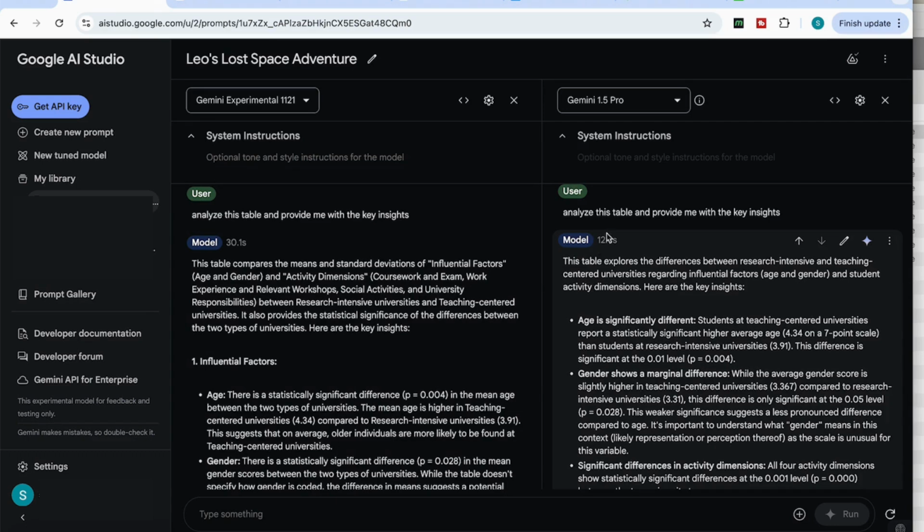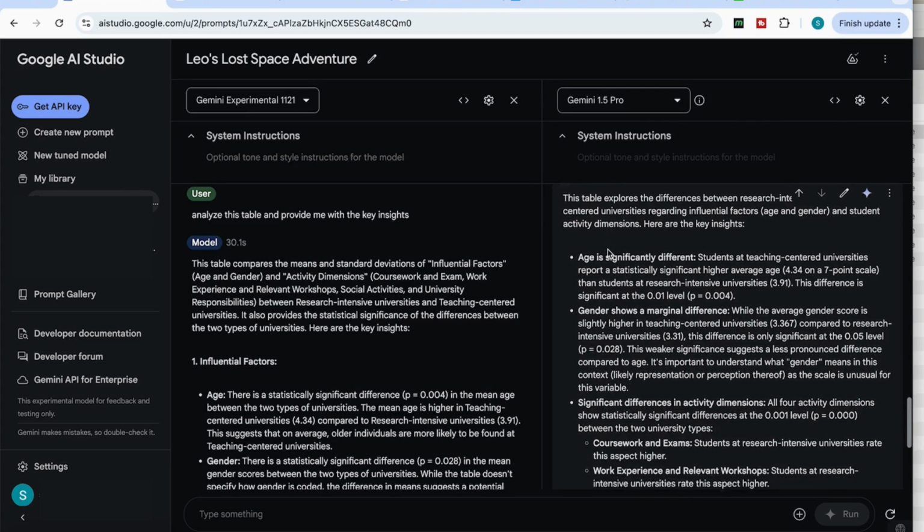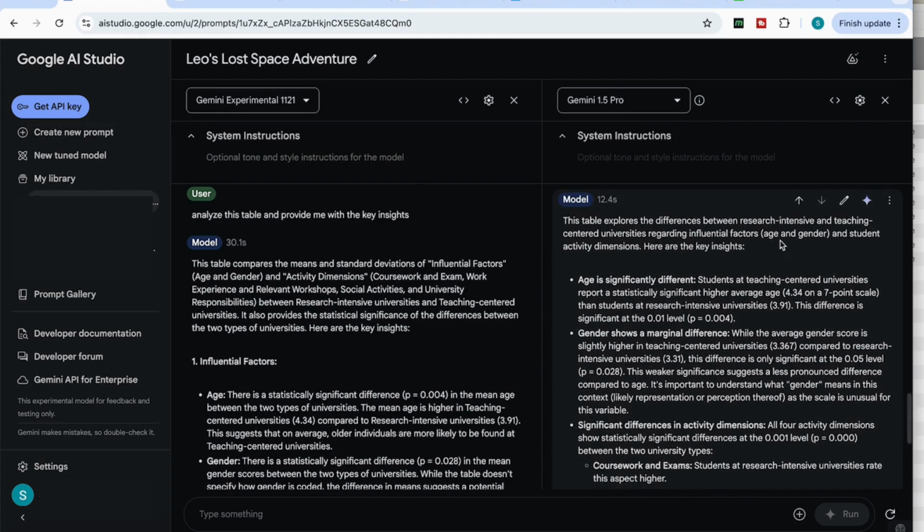Okay, so again, the first thing you're going to see is that the Gemini 1.5 Pro is a lot quicker and a lot more concise. It comes back with the response in about 12.4 seconds, and you can see the table explores differences between research-intensive and teaching-centered universities regarding influential factors, which are age and gender and student activity dimensions.